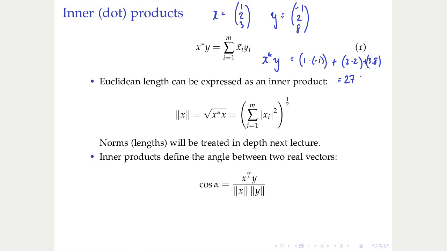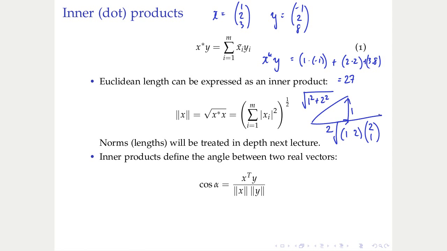Euclidean length can be expressed as an inner product. Well, you know that by Pythagoras. If you've got a triangle with two sides like this, these can be the two components of a vector. Let's say that one is 2 and that one is 1. Then what we've got in here is the square root of 1 squared plus 2 squared, or if you think about it, that's 1, 2 times (1, 2), and a square root of all that.